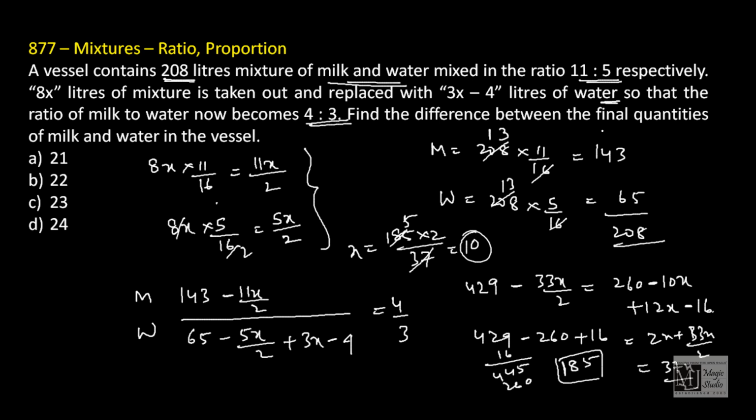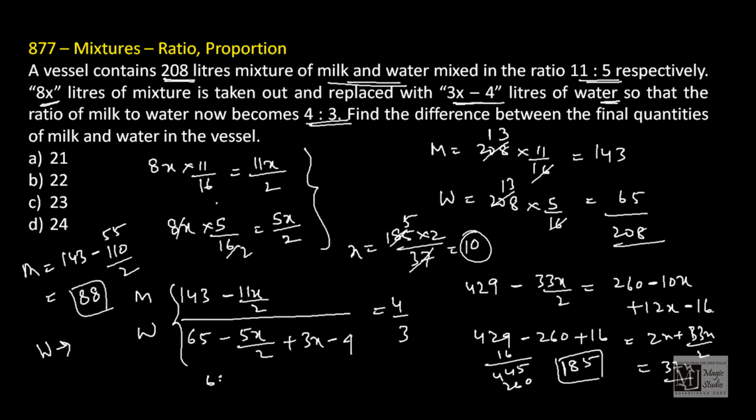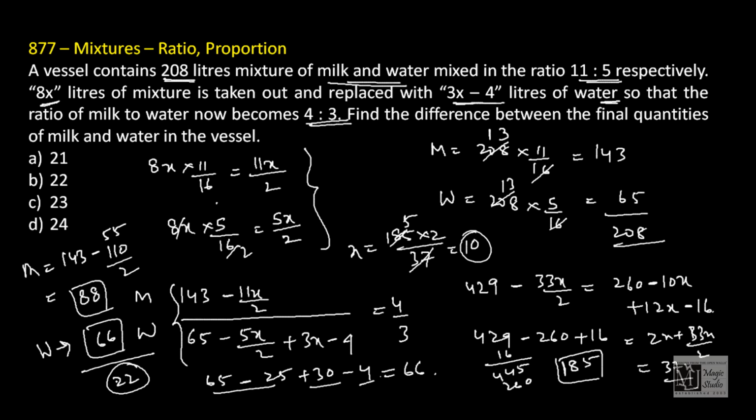Find the difference between the final quantities of milk and water. So milk was 143 minus 110 by 2, 88 minus 66 is 22.